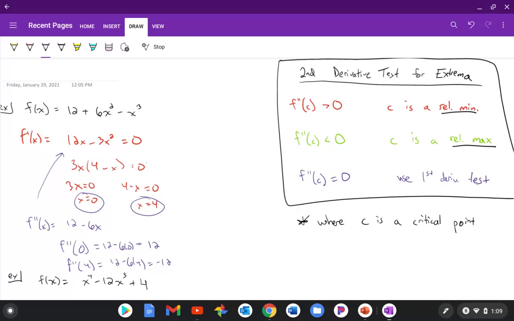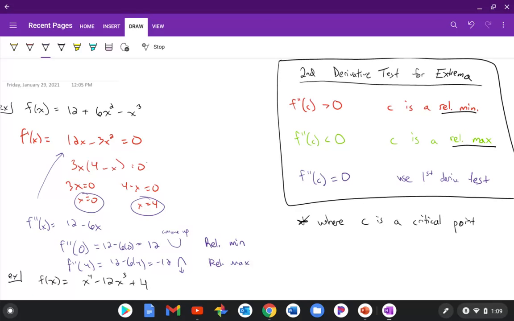Now we can make decisions about whether this is a min or max. So we use a little chart up here. If we got a number greater than 0, meaning positive, remember, that tells us it's concave up. And if something is concave up, that means it has a relative min. So we actually got a relative min. It's kind of the opposite of what you might think. Positive, you think a big maximum number, but it's the opposite. And then the negative is concave down, so that's going to be a relative max.